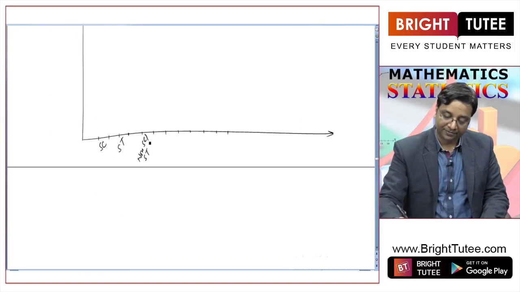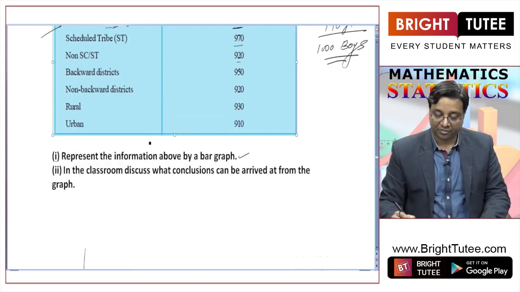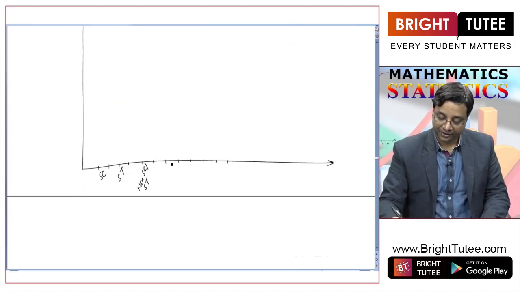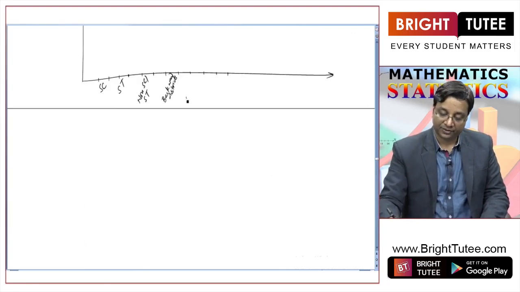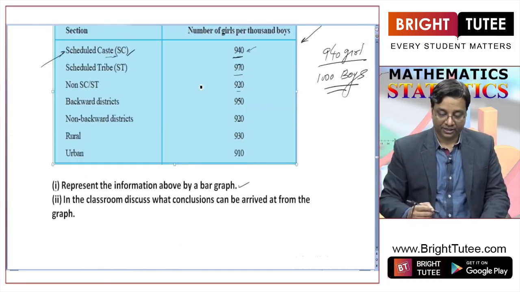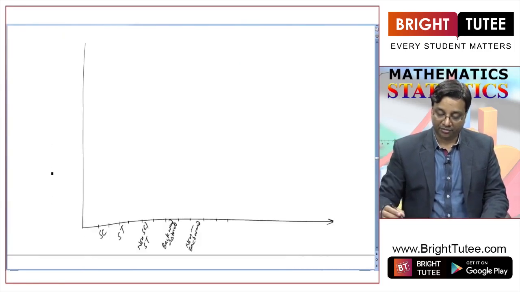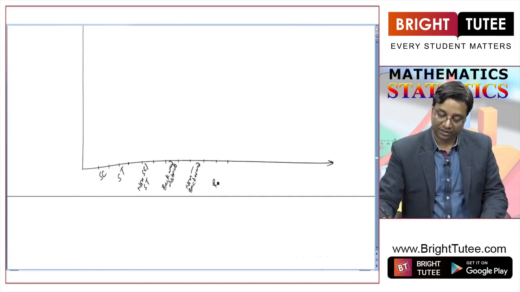Non-SC ST. The next one is backward districts. So this will represent backward districts. The next one is non-backward districts. This one will represent non-backward districts. And then rural and urban. So this one will represent rural and this bar will represent urban.